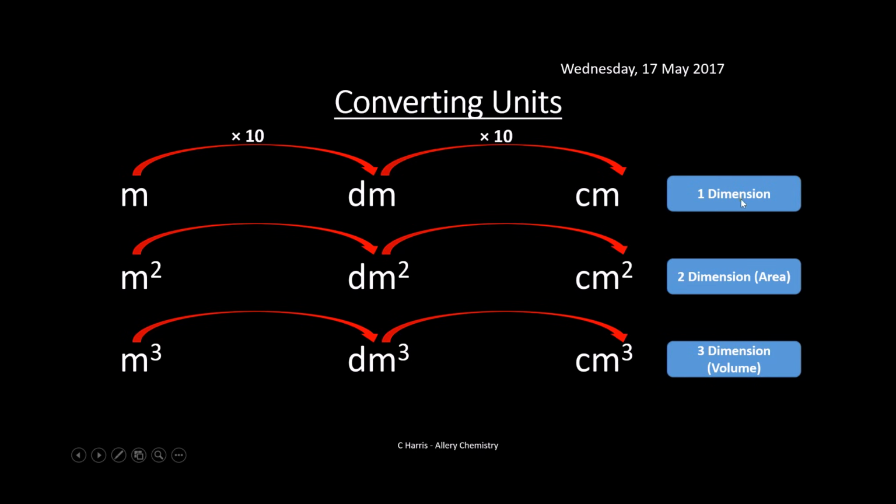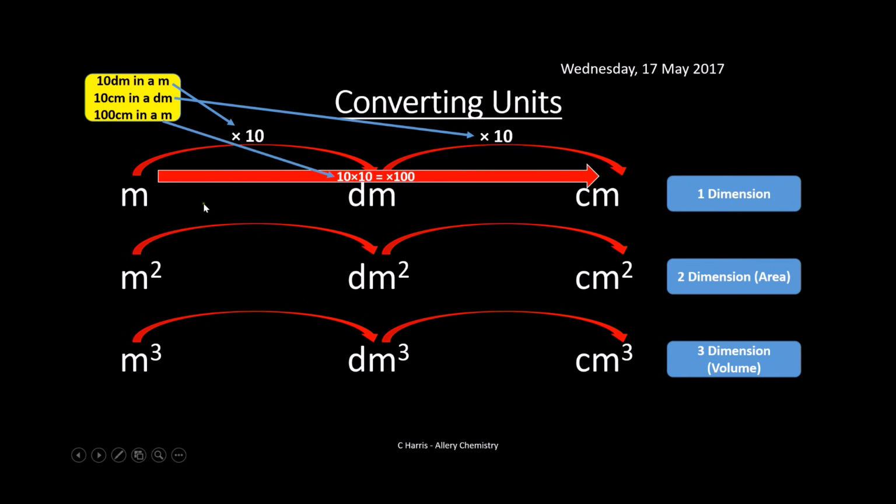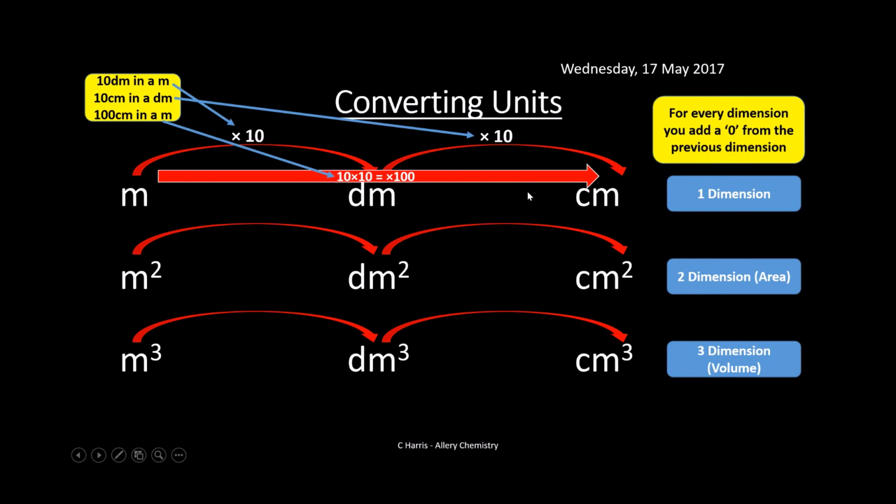Now you can see here I've got different dimensions. This is one dimension. So if I'm going from meters to decimeters, because there's 10 decimeters in a meter, effectively it's just 10 centimeters, we multiply by 10. And we multiply by 10 to get to centimeters as well. Okay, so again, 10 decimeters in a meter, 10 centimeters in a decimeter, and 100 centimeters in a meter. So as you can see on there. Now, if we're going from meters to centimeters, all we do is multiply by 100 because we've got 100 of them in there. Now, for every dimension, we're going to add a 0 from the previous dimension.